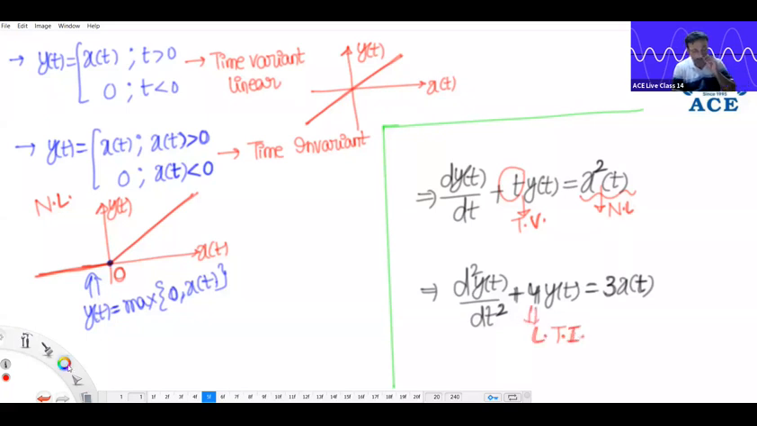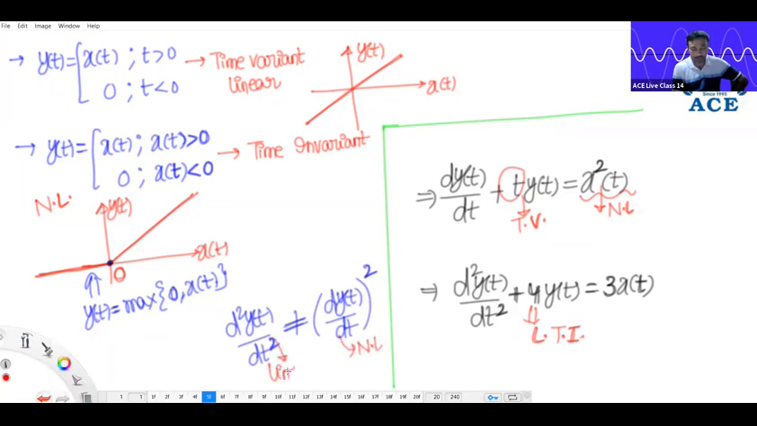No nonlinear element visible. Be careful. d²y(t) by dt² is a linear element. Don't treat that as (dy/dt) whole squared, sir. This is a non-linear element. This is a linear element. Don't mix them. Okay. Right side quantity non-linear, left side quantity linear.